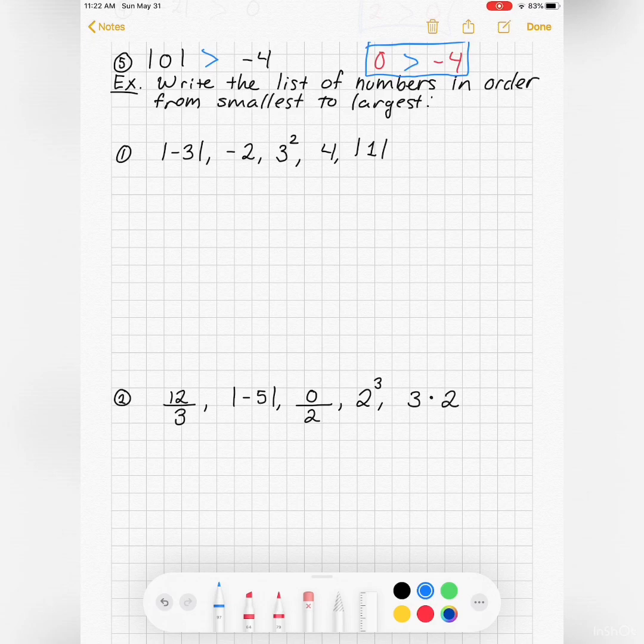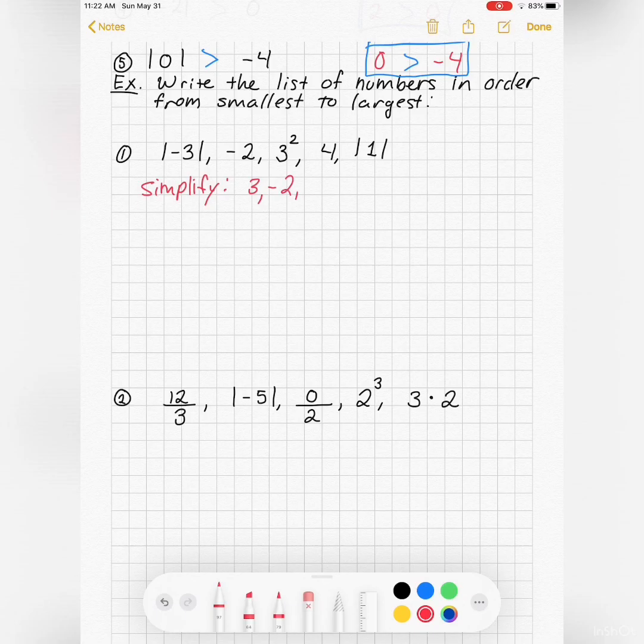Okay, so let me start on the left here. The absolute value of negative 3, that's 3. I'm not ordering the numbers yet, I'm just simplifying. Okay, absolute value of negative 3 is 3. Negative 2 is already simplified.